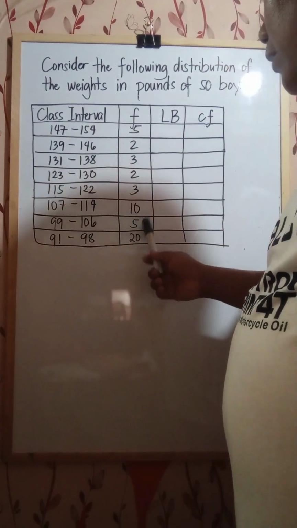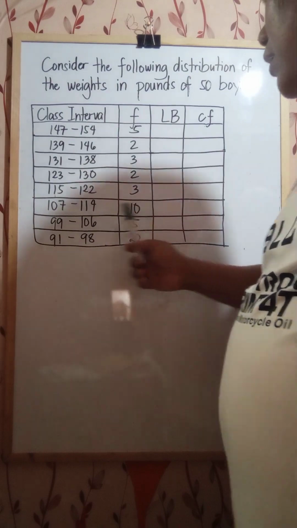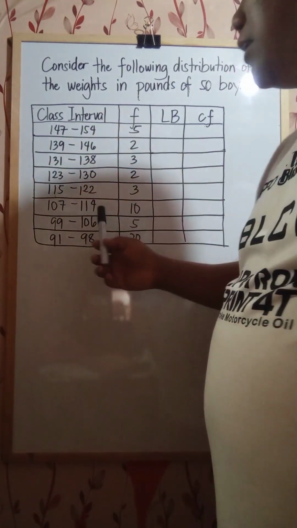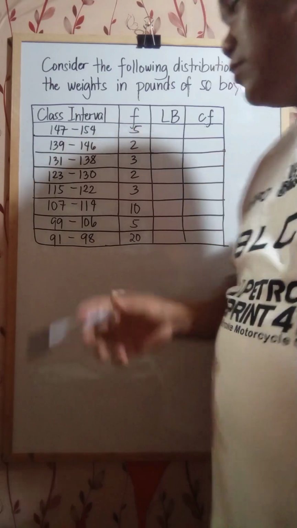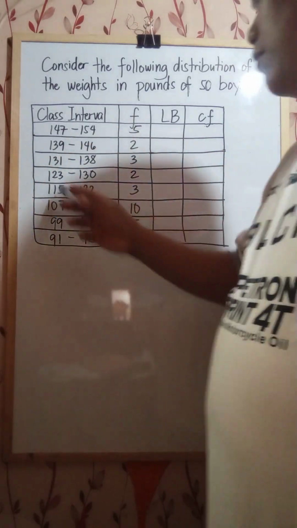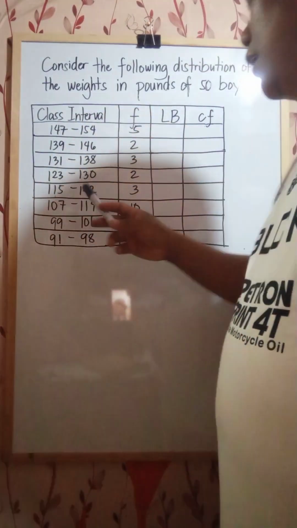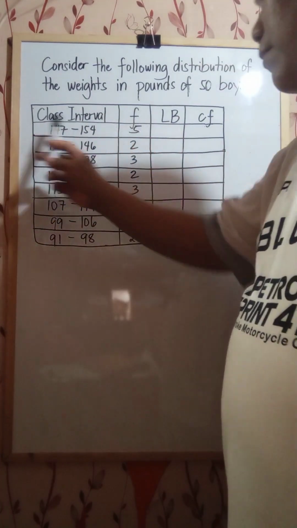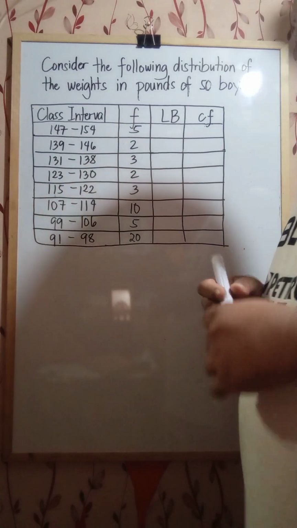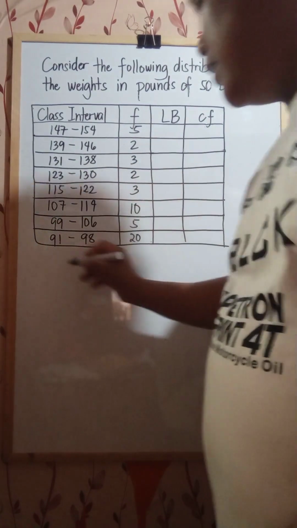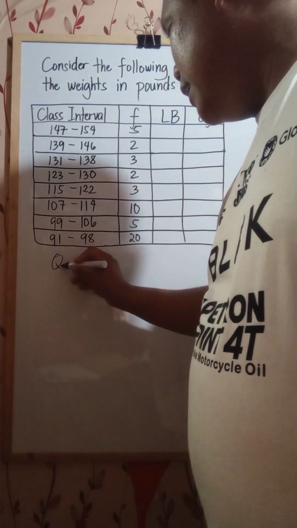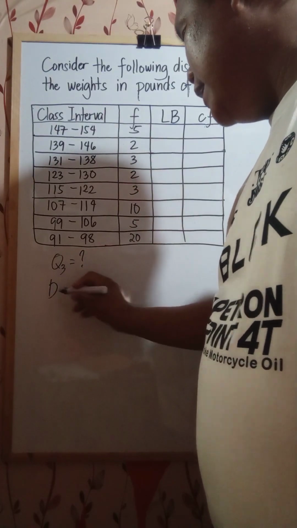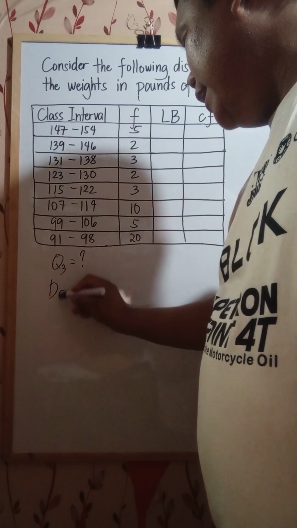Same goes with this one. Five boys weigh from 99 until 106 pounds. Then, 3 boys weigh 115 to 122 pounds, and so on and so forth until this part. So, what if the question is you're going to find the third quartile, then you're going to find the 8th decile.